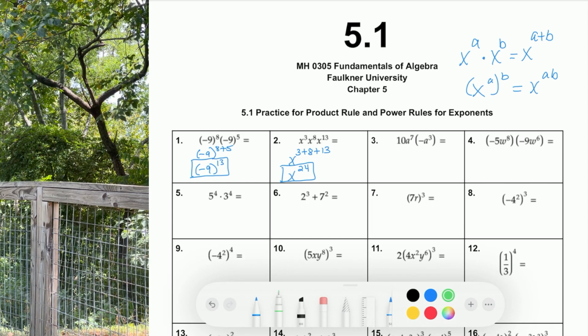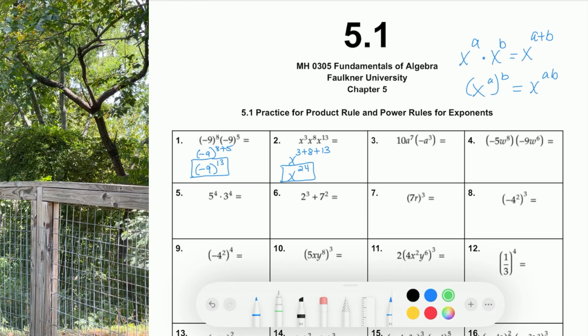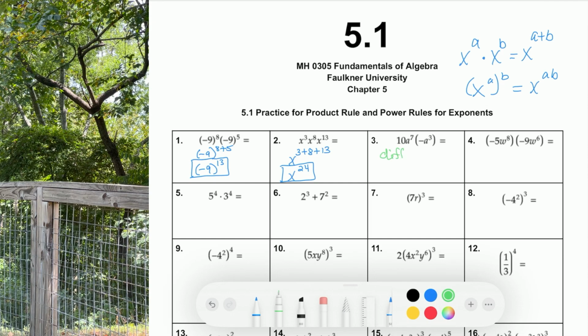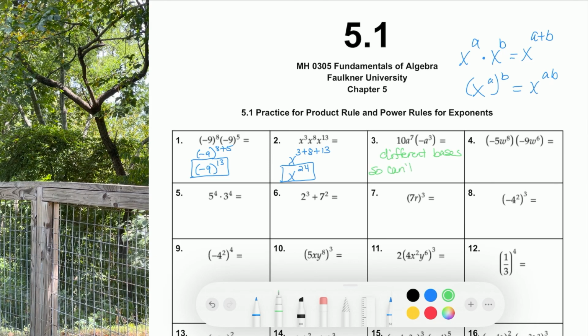These are different bases. The a's do not match, so we cannot actually combine these. Even though they're the same letter, one of them is a positive, one of them is a negative. So at this point, we can't combine them. Now, later on, we'll learn a new rule that will help us combine these. But for now, we can't do that. So we're going to put different bases. So can't combine. It will stay like it is.